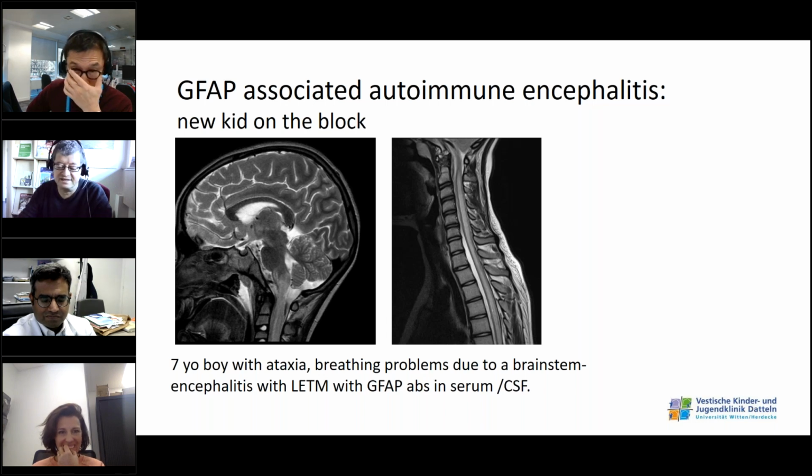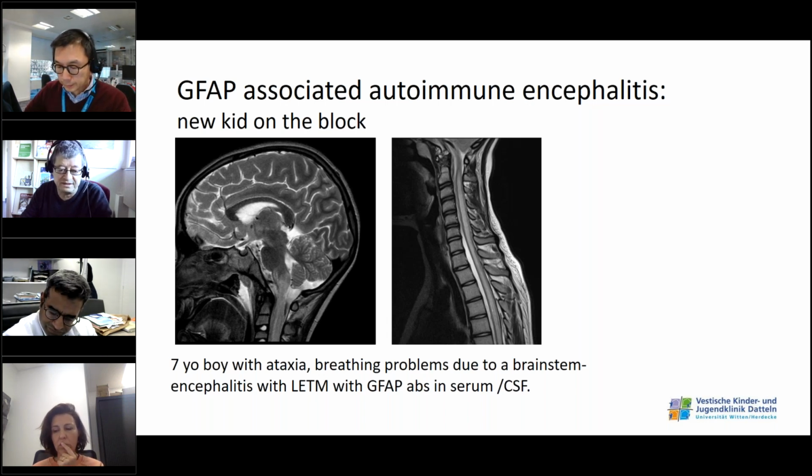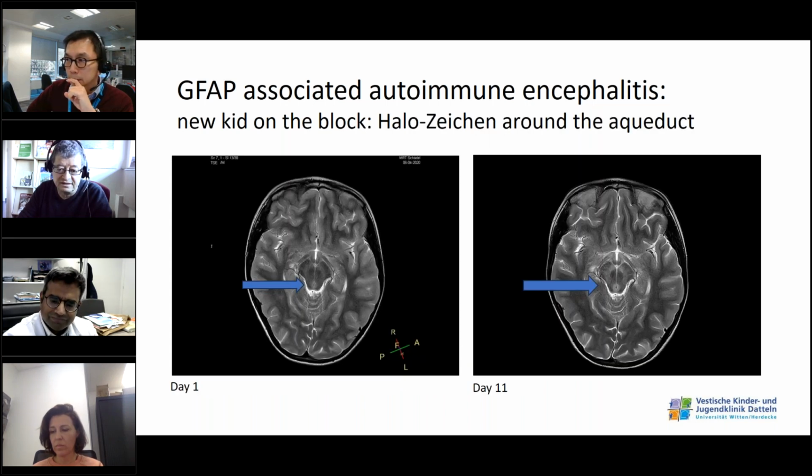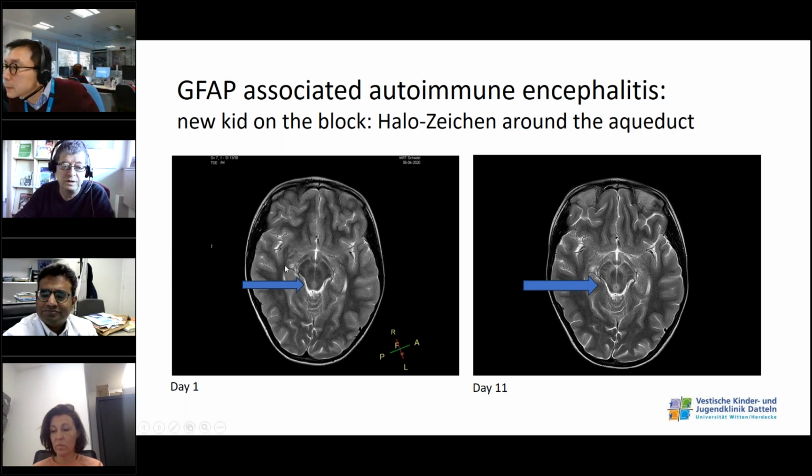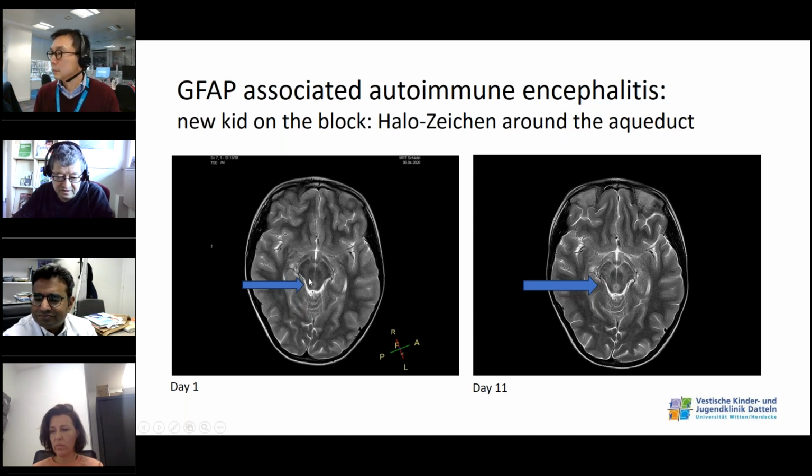You have to keep in mind, it seems to be a broad spectrum. Children who do not have CSF antibodies tend to be better, but we have a couple of children on our record that were also severely ill. Another interesting feature in this disease is that the majority of patients with CSF antibodies seem to have what you can see here around the aqueduct on the MRI, what we called a halo sign, or Halo-Zeichen, around the aqueduct.